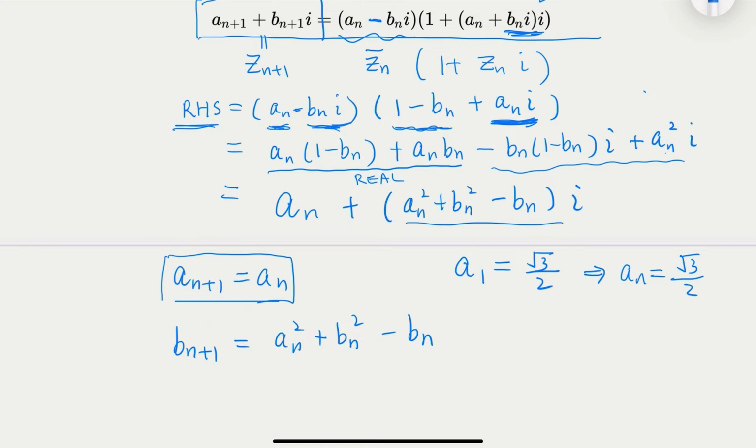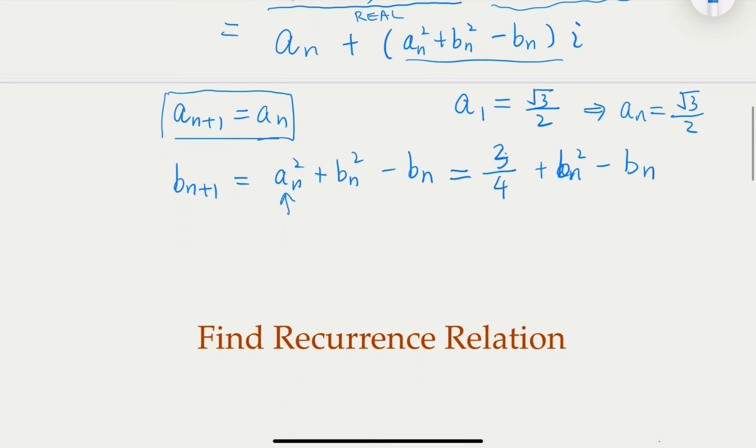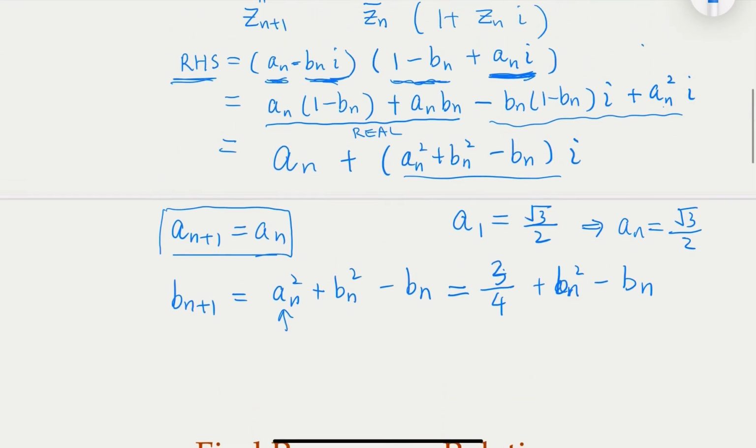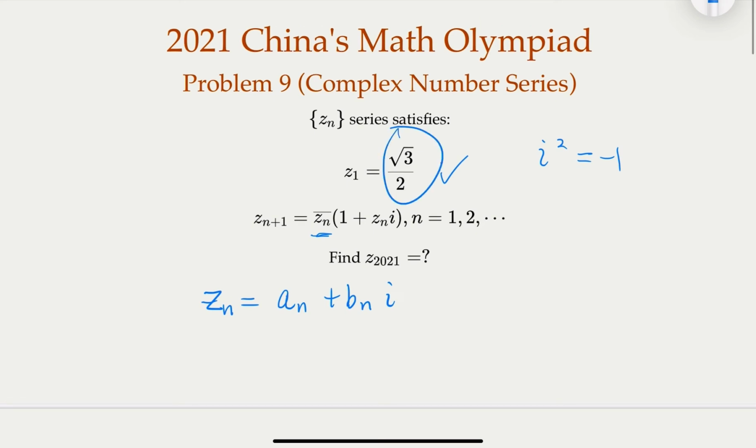Once you have that, you can plug that in here, an squared. So you can rewrite this relationship, which is, the square would be 3 over 4 plus bn squared, minus bn. So that's our recurrence relation. We just find it. Here's an plus 1 equal an, from which we know that an is going to equal square root of 3 over 2. All right, let me double check what we got. We're given this, right? All right, good.